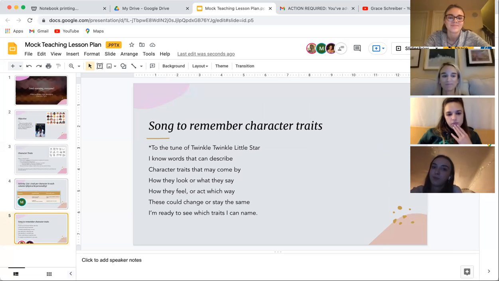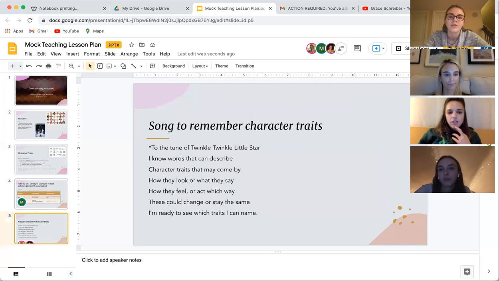Okay, I'll start. I know words that can describe character traits that may come by. How they look or what they say, how they feel or act which way. These could change or stay the same. I'm ready to see which traits I can name.